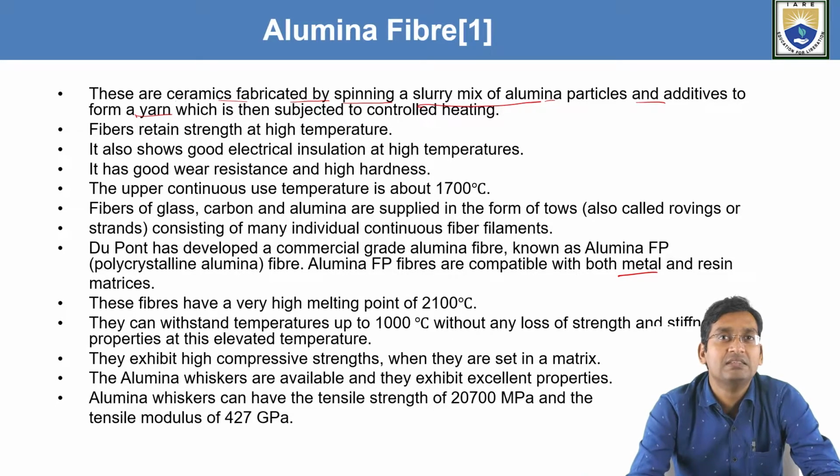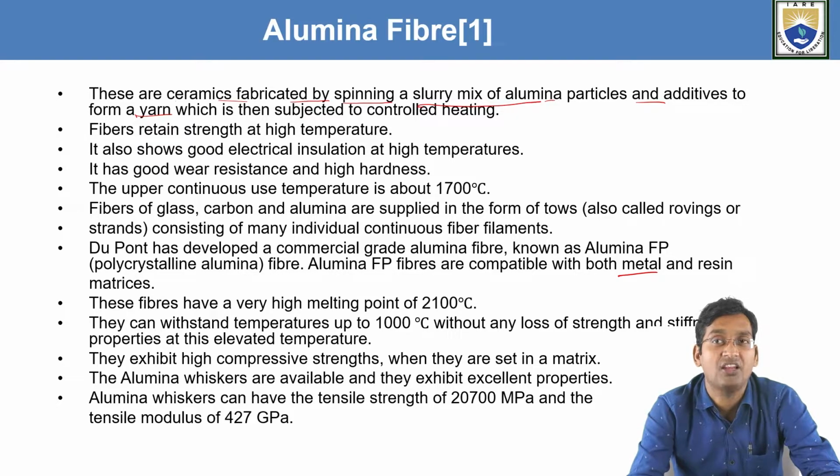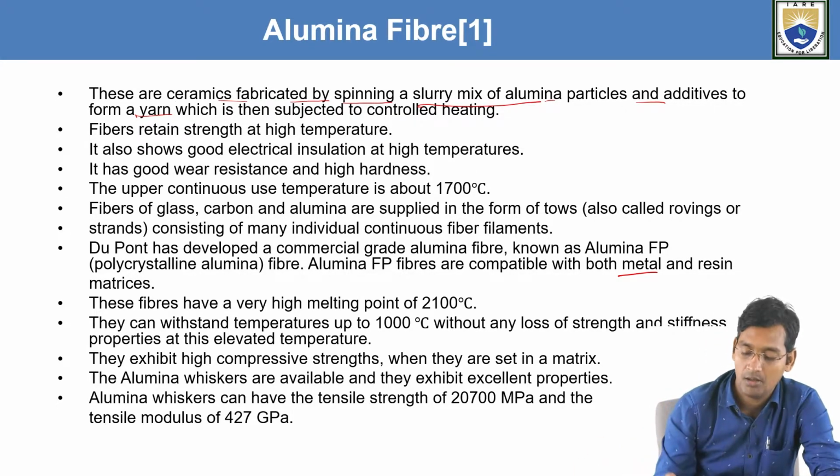They exhibit high compressive strength when they are set in a matrix. Once combined with the matrix, it shows higher compressive strength. Alumina whiskers are also available, and they exhibit excellent properties. Alumina whiskers can have a tensile strength of 20,700 megapascal, or 20.7 gigapascal, and the tensile modulus is 427 gigapascal.